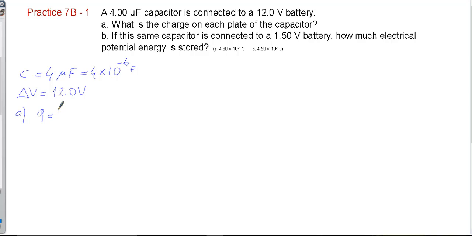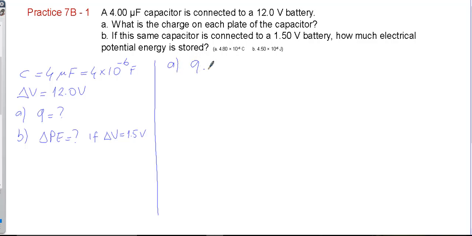Q wanted. And B, it says, if the same capacitor is connected to a 1.5 volt battery, how much electric potential energy is stored? Delta potential energy wanted, if delta V is 1.5 volt, it says. So let's solve them. Firstly, A, charge wanted.